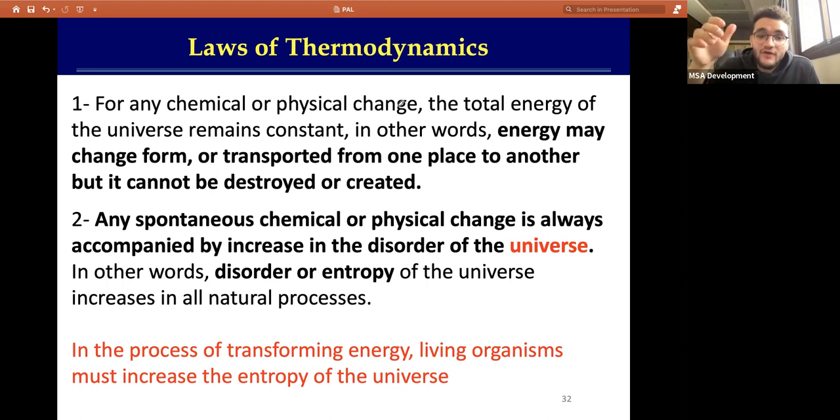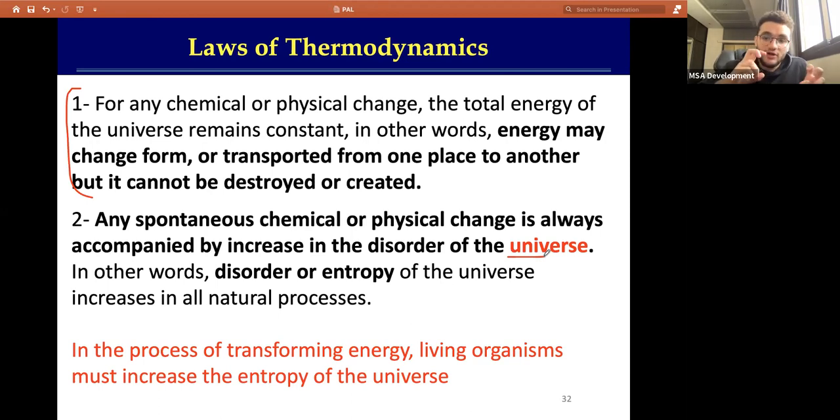The entire amount of energy is always the same. When you find a different type of energy, it's because the form changes, but it's not destroyed or created. That is the first law. The second law is based on entropy, the disorder of the universe, how distributed the particles of energy are. It says any physical or chemical change always has an increase in disorder, or entropy, of the universe.